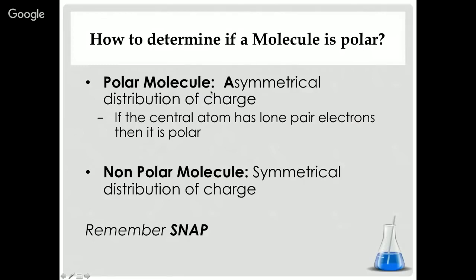So polar molecules, we have asymmetrical distribution of charge. So they're not symmetrical, like water, for example. And again, if we have those lone pair electrons, we know it's going to be polar. And then non-polar molecules are going to have symmetrical distribution of charge. There's a quick little acronym we can use, which is SNAP. So symmetrical non-polar, asymmetrical polar. Okay, so again, we'll recap that. So polar molecules, not symmetrical, asymmetrical, and then non-polar, symmetrical.